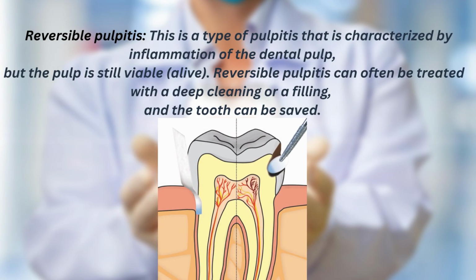Reversible pulpitis. This is a type of pulpitis that is characterized by inflammation of the dental pulp, but the pulp is still viable, alive. Reversible pulpitis can often be treated with a deep cleaning or a filling, and the tooth can be saved.